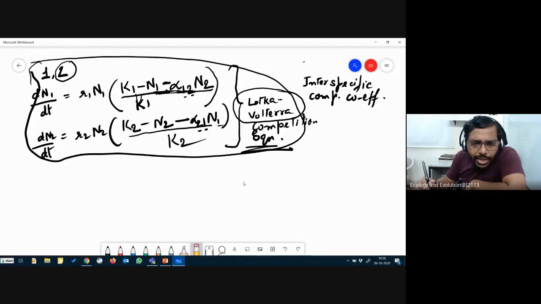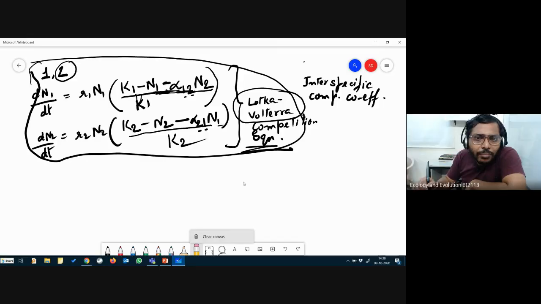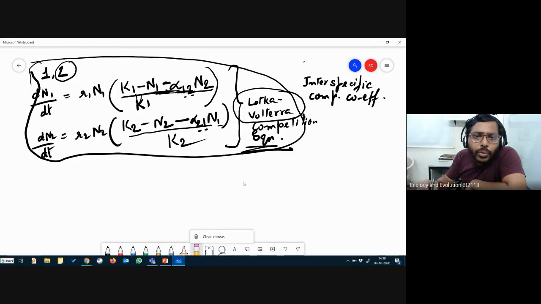Can I delete this because now we have to analyze these equations? Sir, just a question. Shouldn't we add the alpha 1 2 times n2 to the n1 outside the bracket? Why? Because you said we are converting it to the other species. Correct. So if you are converting it, then you over here write in this.